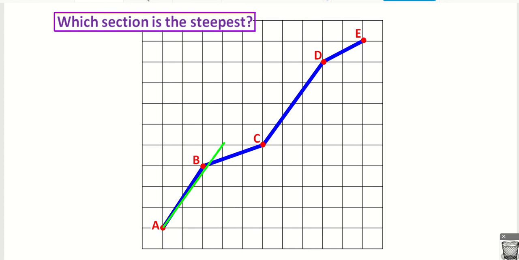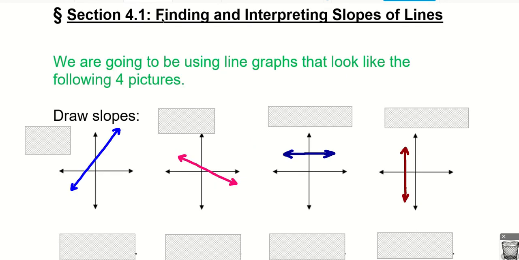get down to the real business here. Section 4.1. Alright, so get this paper in front of you, and let's do the main part of the lesson here. Alright? Finding and interpreting slopes of lines. Alright, so here we go.